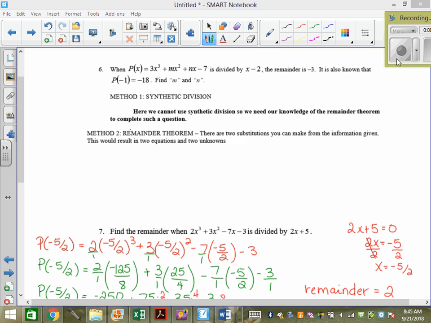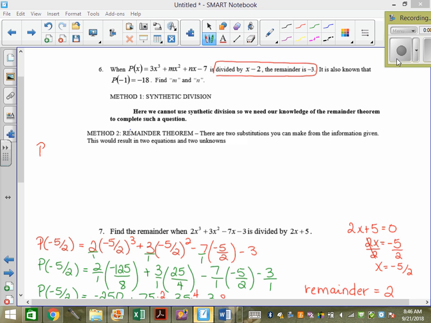The other part of remainder theorem that we've done where we had to find just one k value, but now we're going to do where we actually are missing two values. So when p of x equals 3x cubed plus mx squared plus nx minus 7 is divided by x minus 2, the remainder is negative 3. So how can we write this in a form that would be helpful? Divided by x minus 2, the remainder is negative 3.